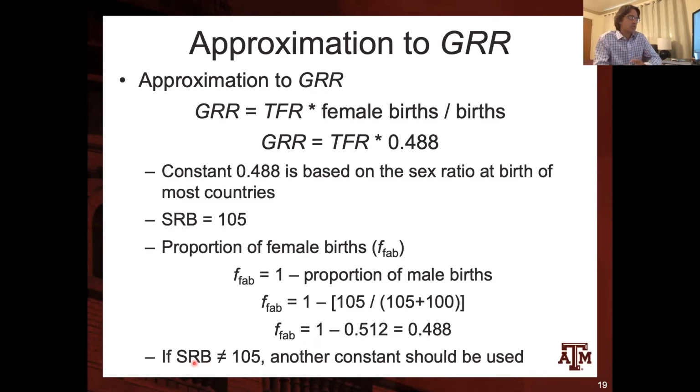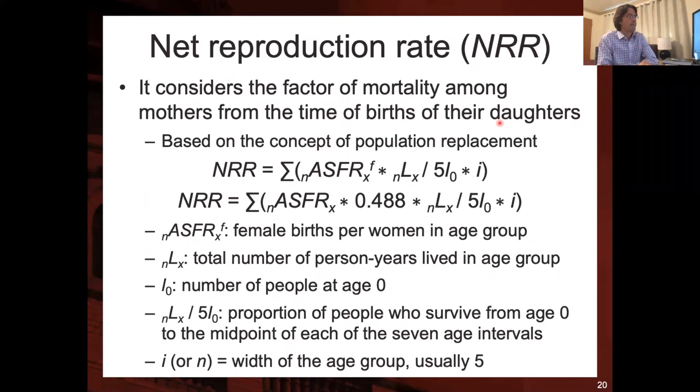If some countries have a sex ratio at birth much higher than 105, you should implement the same formula. Let's say that China had 120 in specific years. Then you put 120 here and here to calculate the proportion of female births. But this is only if you are trying to estimate the gross reproduction rate and you don't have the number of female births by age of mothers. You just have the overall proportion of female births, okay?